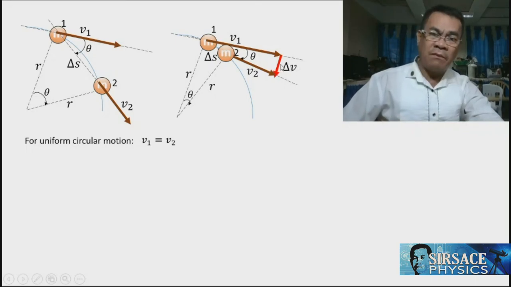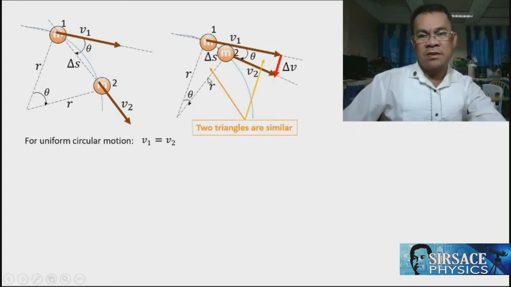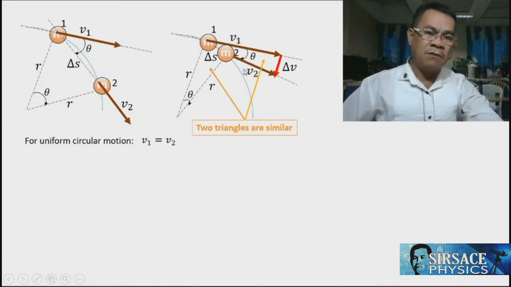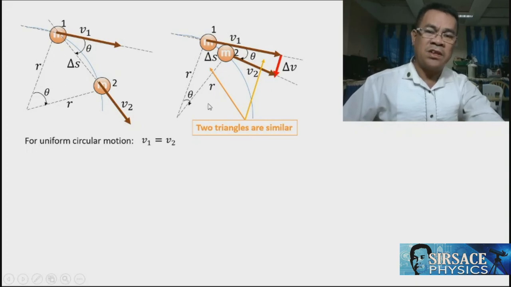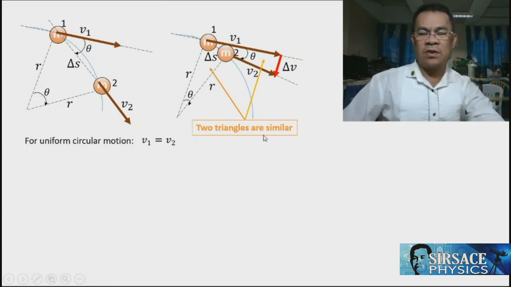So therefore, we have two triangles. Look at this one. This is a triangle whose sides are R, two sides are congruent, and we have this arc length, which is delta S, and this central angle, theta. Now, another triangle has sides of V1 and V2. V1 is the initial velocity and V2 is the final velocity, and the angle is the deflection angle, which is equal to theta. And we have this side as the change in velocity. So, we have two triangles. Now, look at the two triangles. The two triangles are similar.